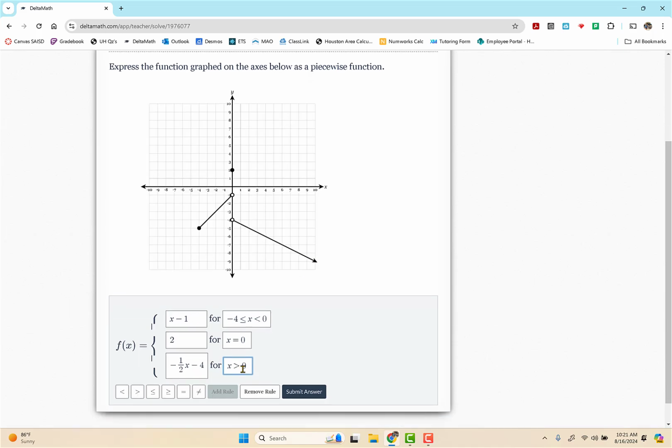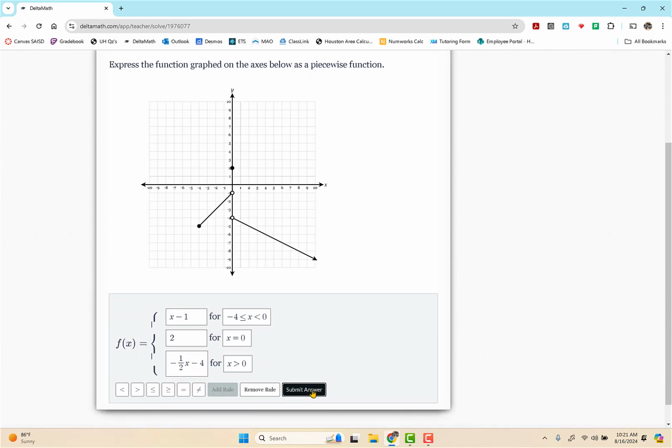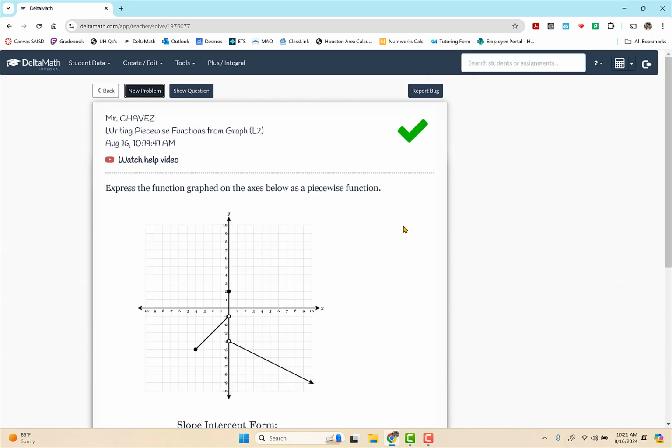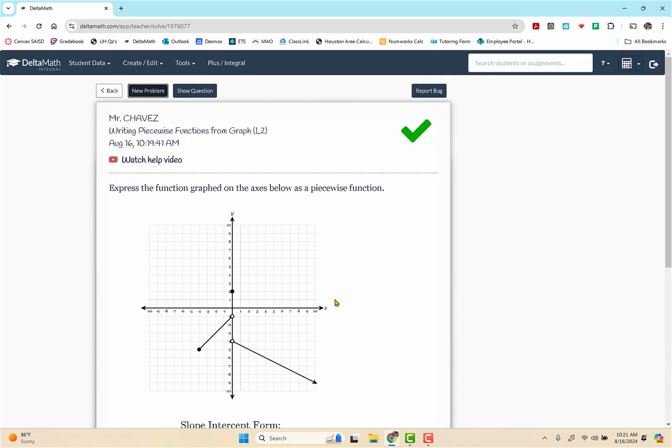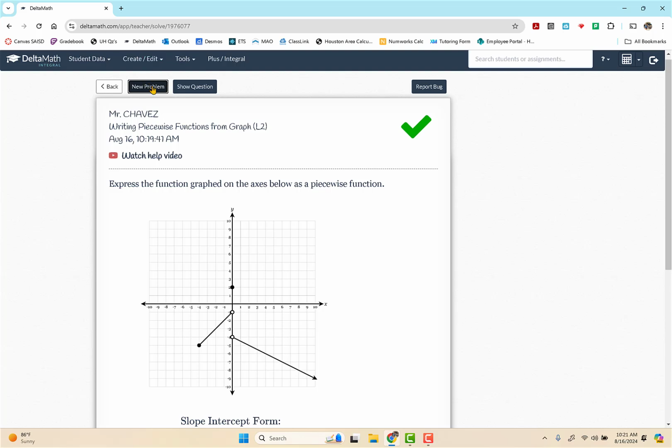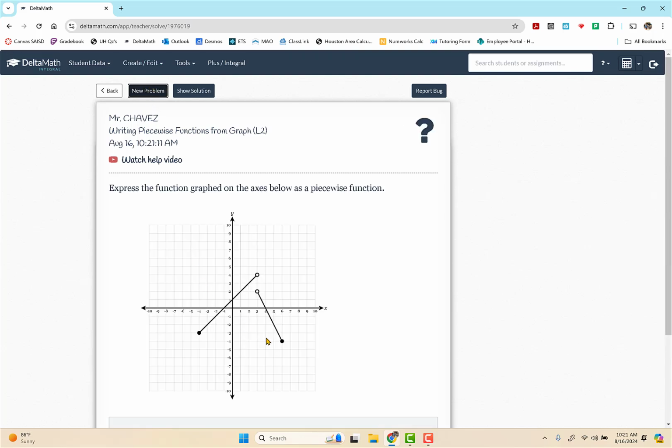Let me make sure that everything looks good to me. I'm gonna push submit answer, and I'll push yes. And there it is. Do you guys want me to do one more of these? Okay, or I can do as many as you guys want, but let me know. Do you guys want me to do this one?